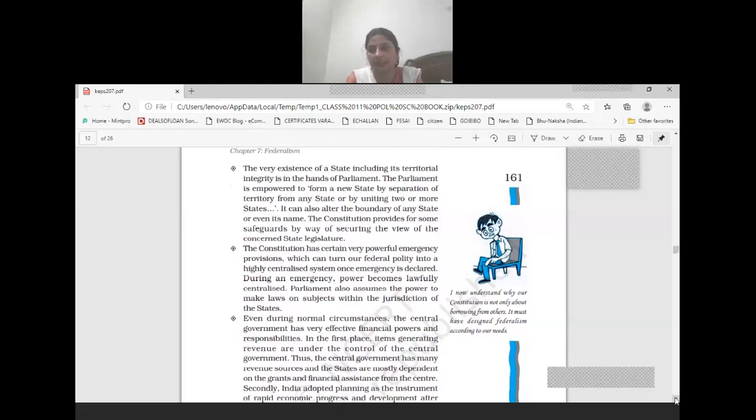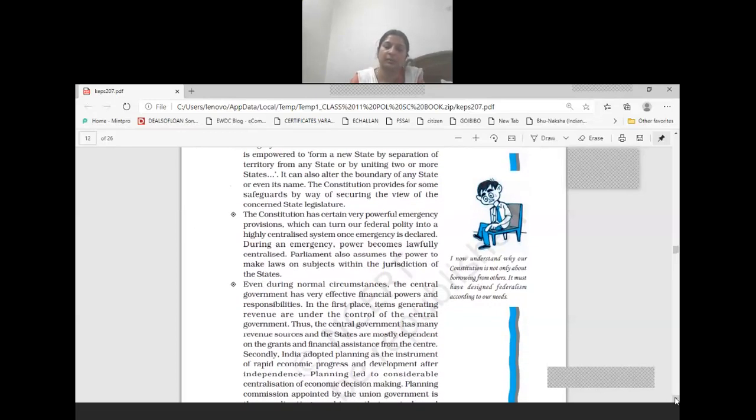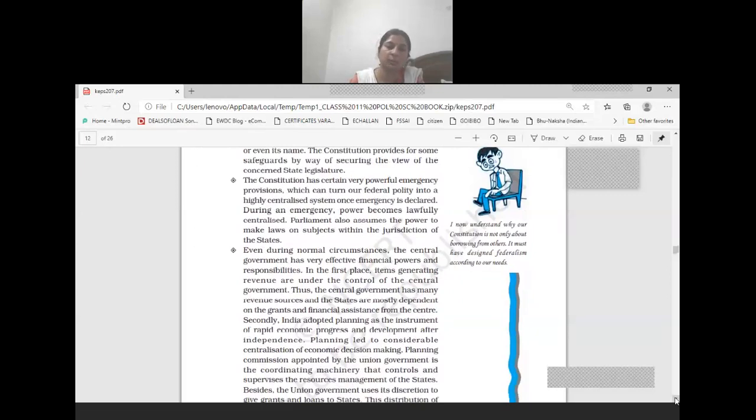Then the next provision which we saw is that our constitution has some emergency provisions, and there are three types of emergency mentioned in our constitution. The first is national emergency, second is state emergency, and the third is financial emergency. During these emergency periods, the federal structure of the country turns into a unitary structure, and in this way the center becomes more powerful.